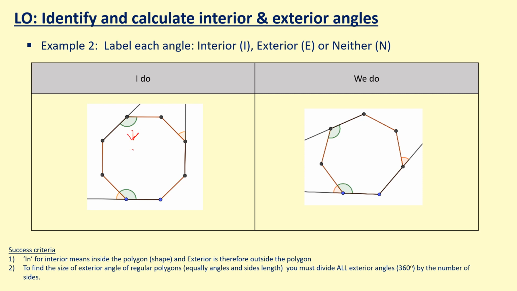This green one is interior. Same here. This red one is exterior, and this red one is exterior. Do we need to put one here? Well, I've just drawn that line. It wasn't showing an angle. So just focus on the ones where you can see angles have been drawn. Have a go at the we do. Please pause the video.